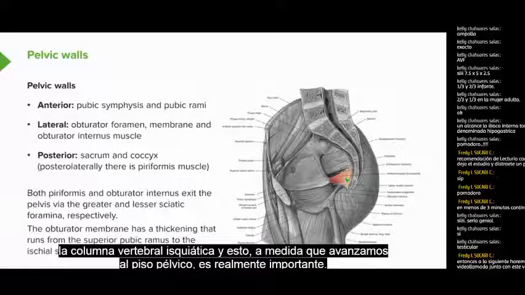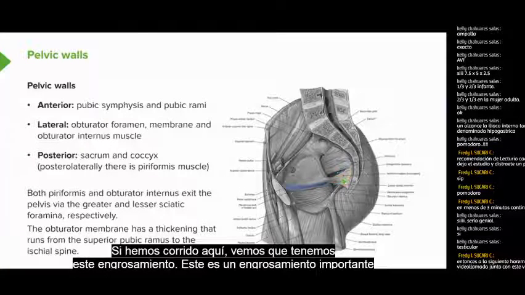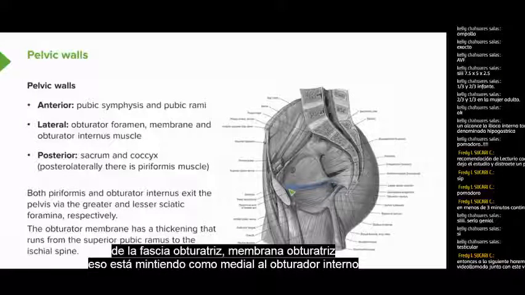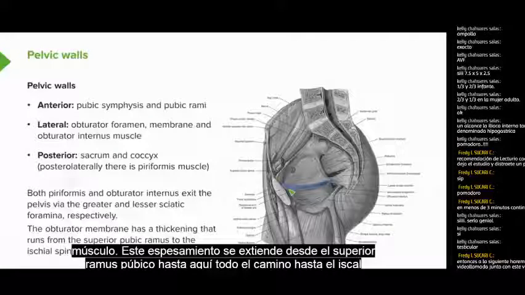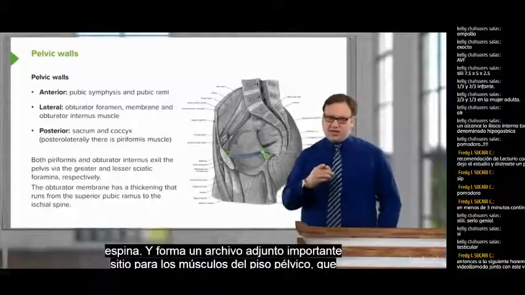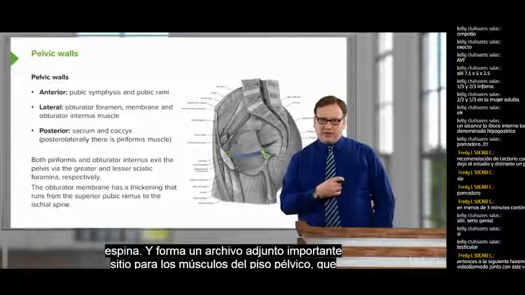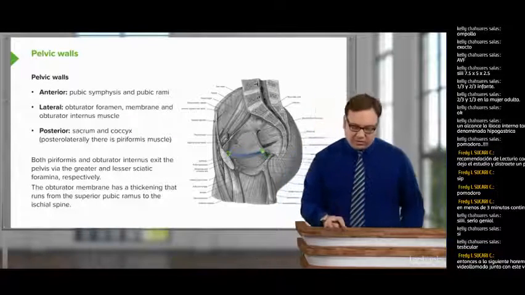Superior pubic ramus to the ischial spine. And this, as we move on to the pelvic floor, is really important. Running along here, we see this thickening. This is an important thickening of the obturator fascia, obturator membrane, that's lying medial to obturator internus muscle. This thickening runs from the superior pubic ramus up here all the way to the ischial spine, and it forms an important attachment site for the pelvic floor muscles, which we're now going to talk about.